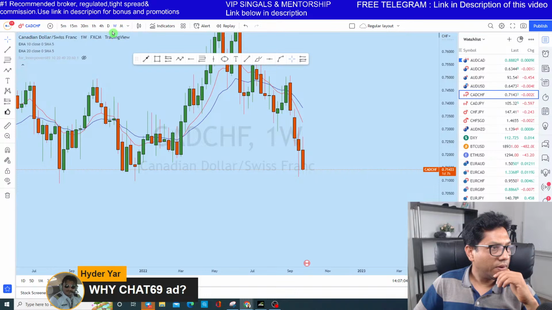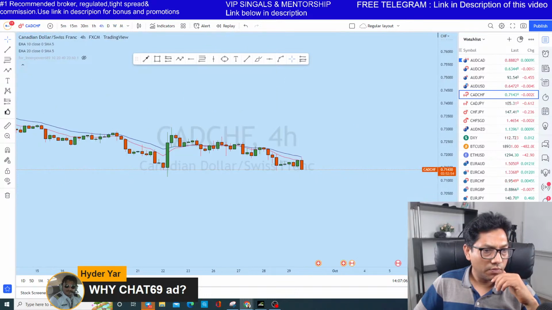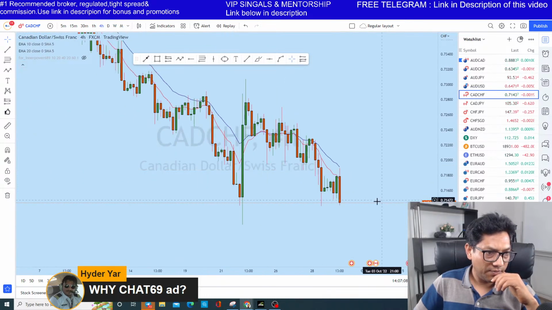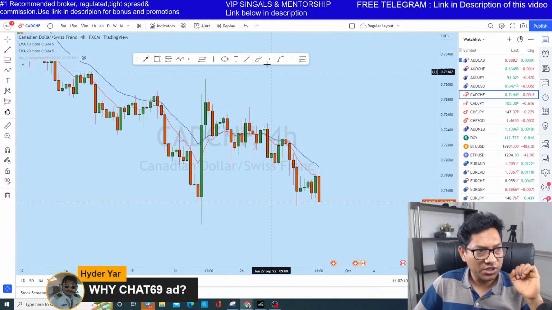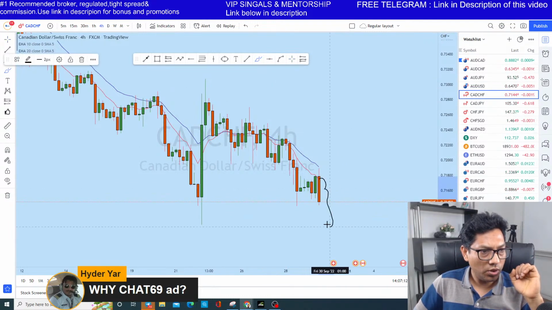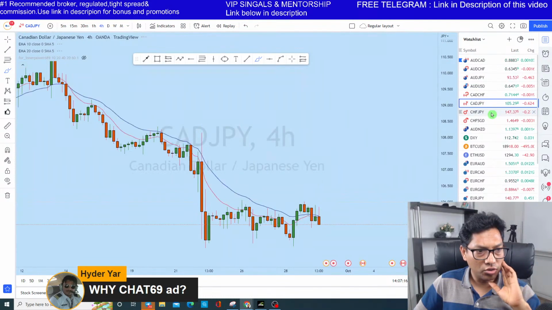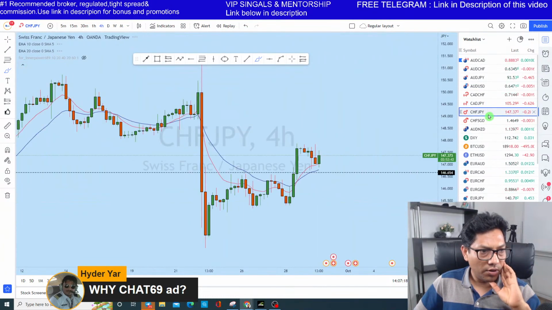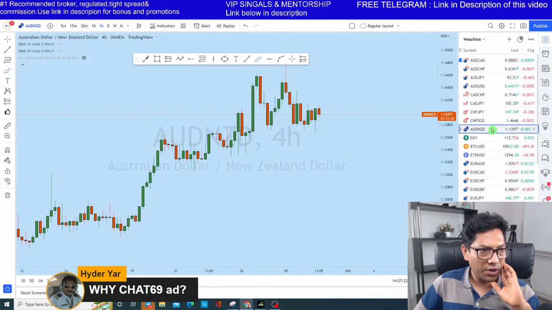CAD CHF approaching the level of support where it has created a bearish engulfer. I think that CAD CHF will continue to drop as well. You see that this current candle is strongly bearish. It will continue to drop. So before I wrap up, I'm going to quickly predict all these pairs.